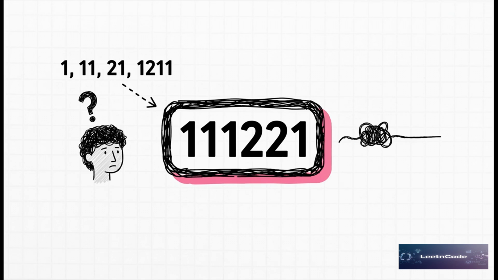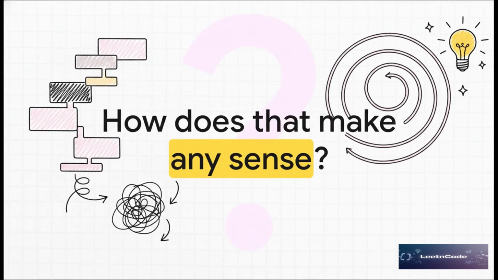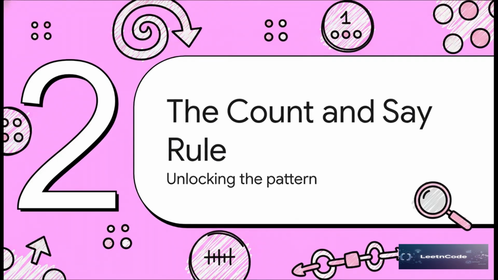Let's unravel this thing. So I'm guessing the first reaction for a lot of you is, wait, what? How does that make any sense at all? But I promise you, the rule behind this is actually incredibly simple and kind of beautiful once you see it. So how do we get from one term to the next? This brings us to the core of the whole puzzle, the count and say rule.